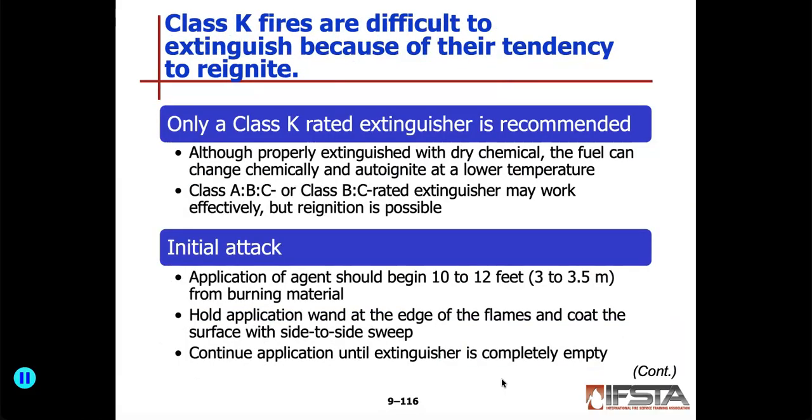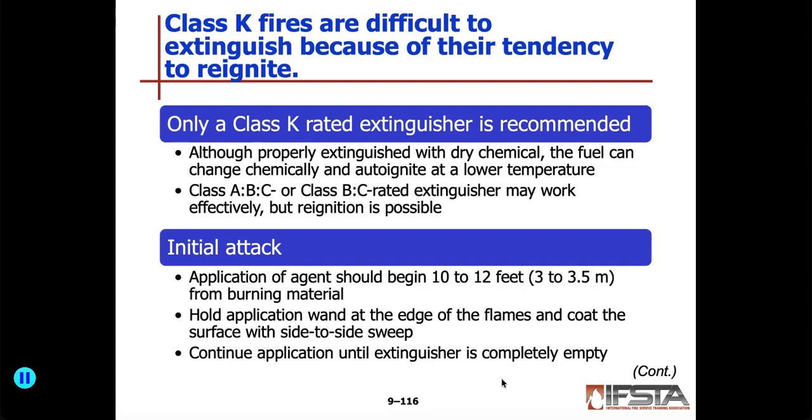Class K fires are difficult to extinguish because of their tendency to reignite. Only a Class K rated extinguisher is recommended. Although properly extinguished with a dry chem, the fuel can change chemically and auto-ignite at a lower temperature. Class A, B, C, or Class B, C rated extinguishers may work effectively, but then you also have that reignition potential.